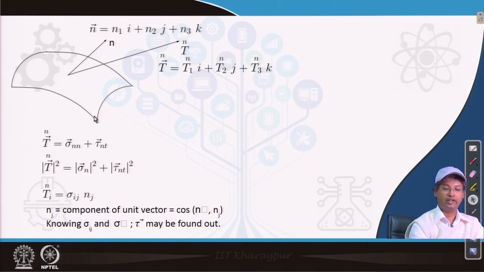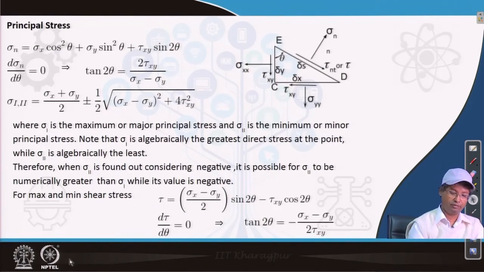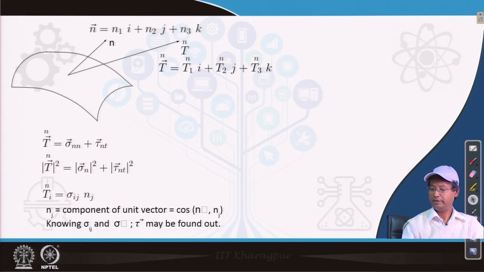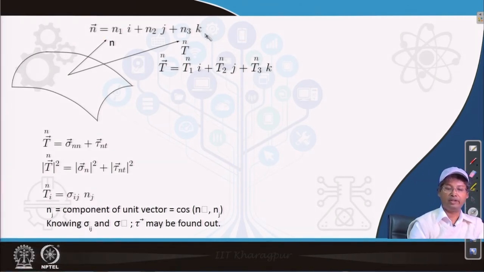This surface normal is given by 1i, j and k, and the traction force is given by T1, T2 and T3. Here n denotes the plane, and the internal stress system we can have is sigma n and tau n t, which is acting, and the amplitude we can easily find out simply from the vector rules we have already considered.